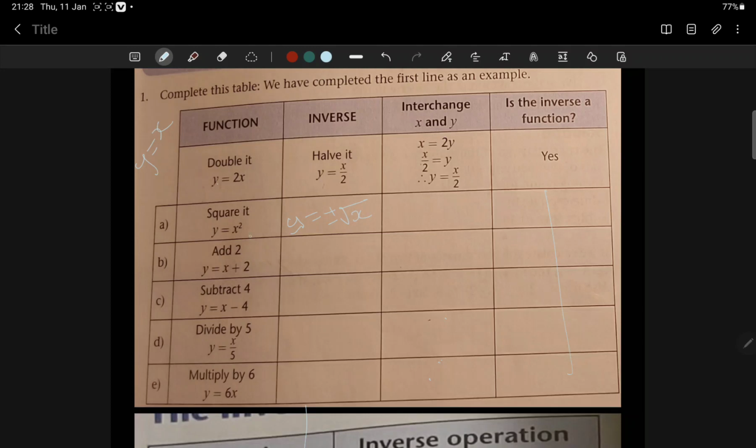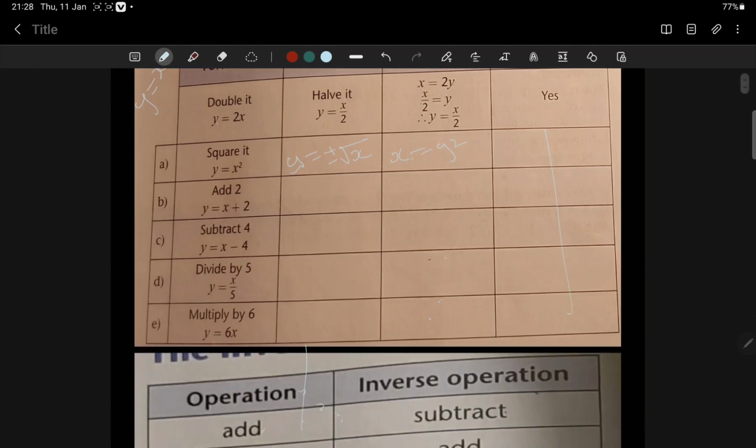Then interchange x and y. You interchange from here: x where there's y, and y where there's x squared. You can also resolve for y here, but you will come back to the inverse, so just leave it like this, fine.